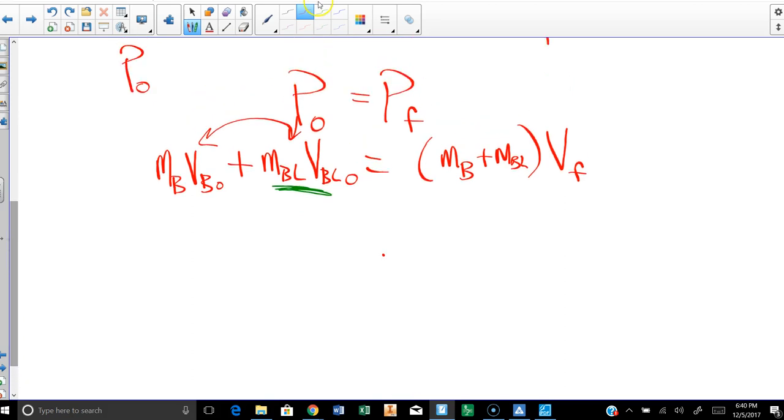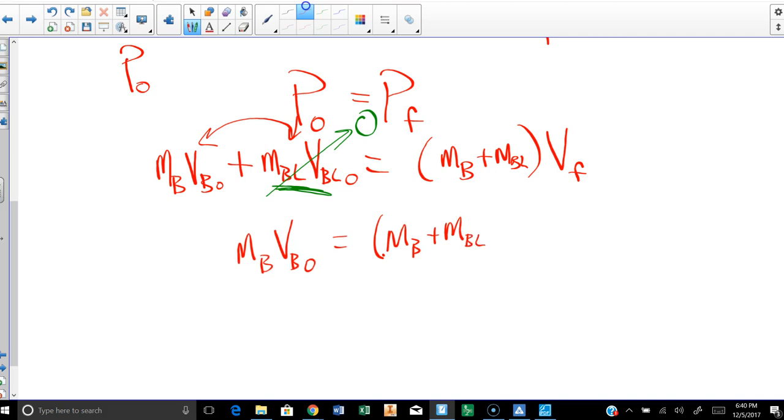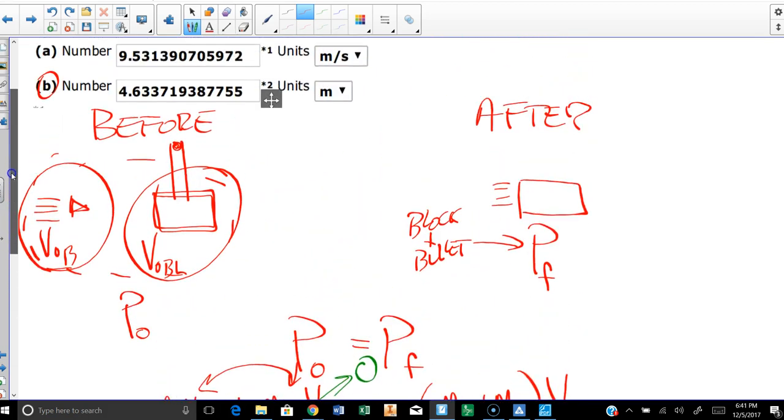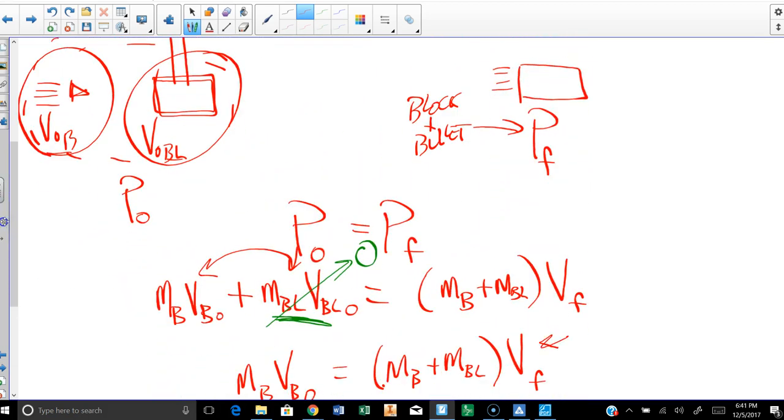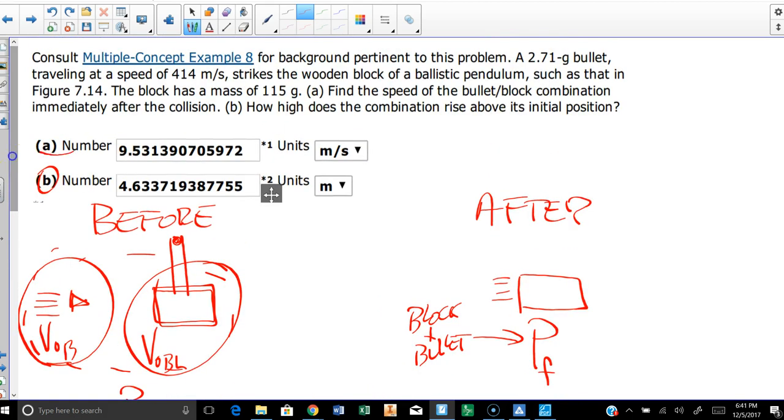Now in this case, like we mentioned, since that initial velocity of the block was 0, it was just sitting there, we can get rid of that term. And so what I really have is the mass of the bullet times the velocity of the bullet originally equals mass of bullet plus mass of block times final velocity. Now, this final velocity that sits right here, that is what they are asking for. They want the speed of the bullet-block combination immediately after the collision.